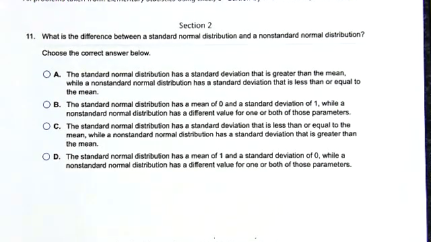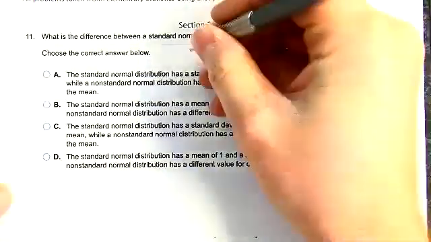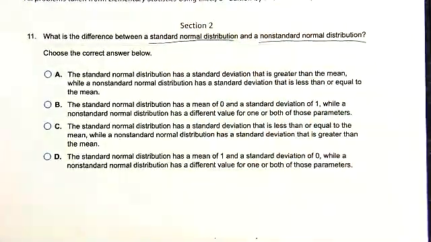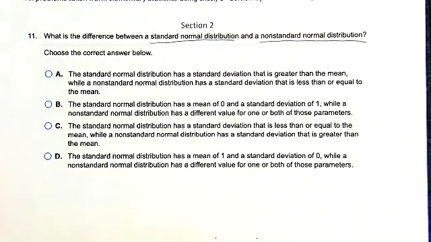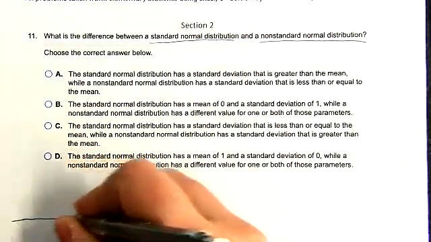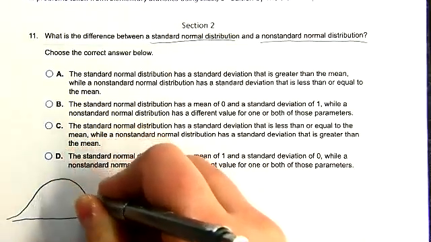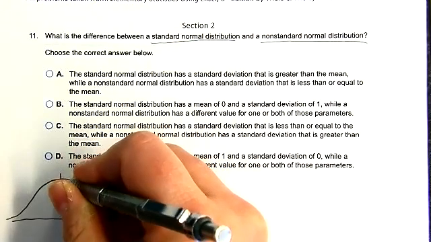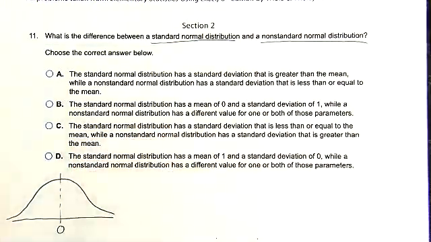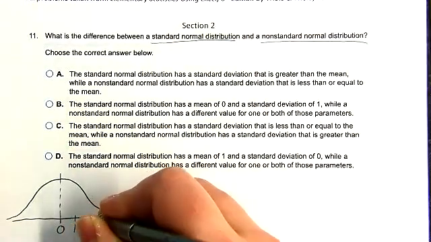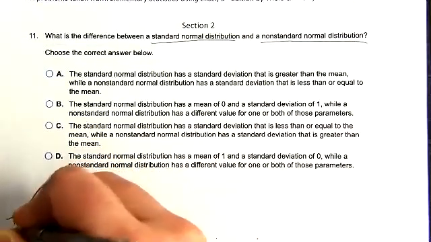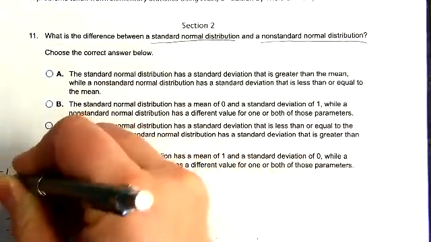All right, in 6.2, we're going to continue our discussion of the normal curve. There's two types. There's a standard normal distribution and there's a non-standard normal distribution. So this question asks, what's the difference? Well, in a standard normal distribution, it's normalized. So the center will always be at 0, and then this will always increment by 1s. So this is the standard normal.